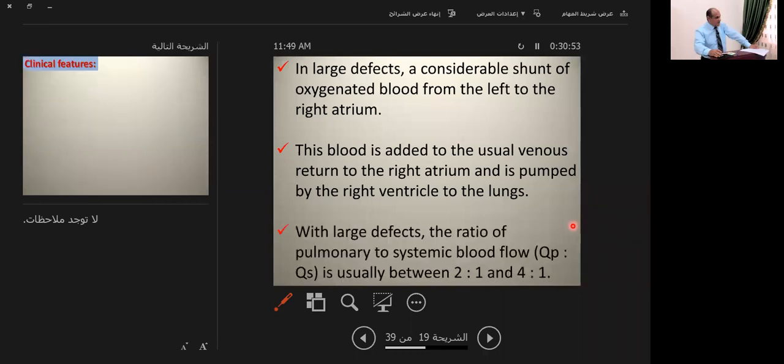With large defect, the ratio of the pulmonary to systemic blood flow will be between 2 to 1 and 4 to 1. كل ما يزداد النسبة ما بين pulmonary to the systemic blood flow, the manifestation will be more severe.